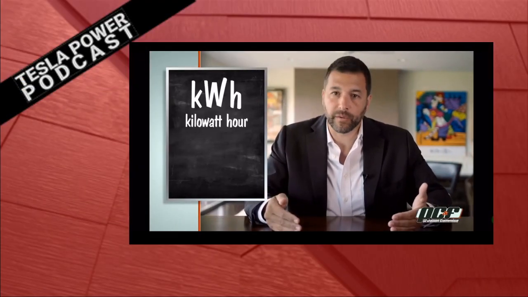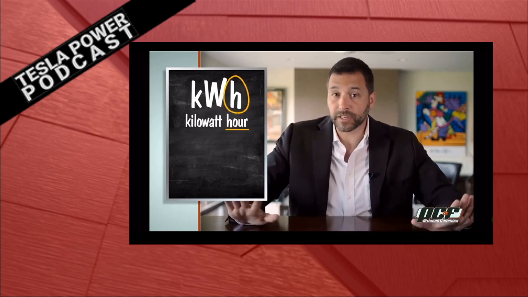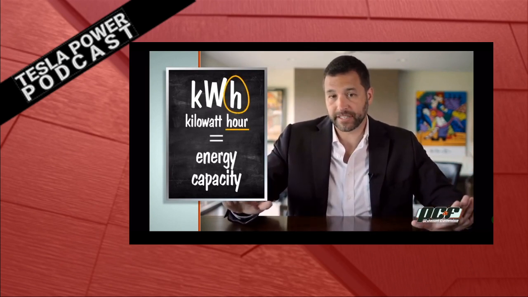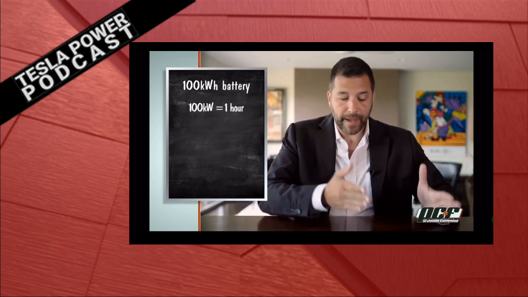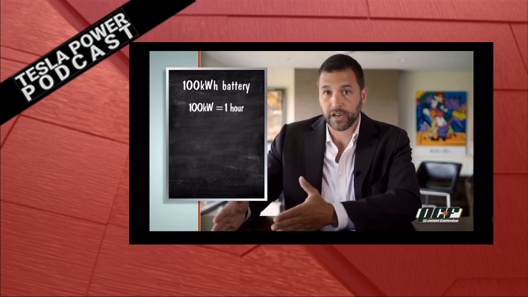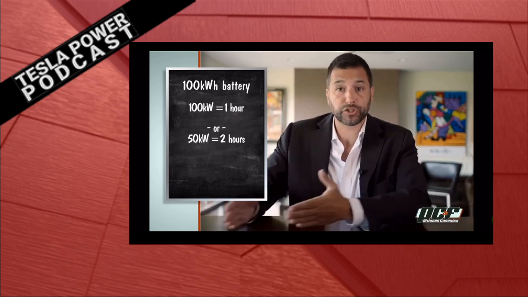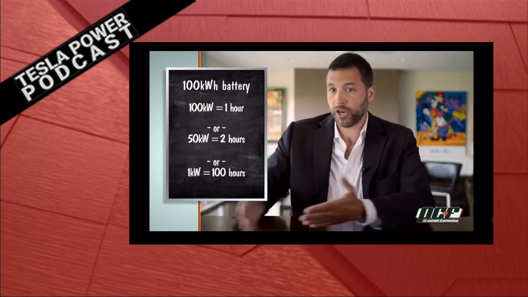Let's do it. So instead we use a unit called kilowatt hours. It sounds like kilowatts, the power, but it's not. Kilowatt hours is a measure of energy capacity. And it's very simple. A battery rated at 100 kilowatt hours can deliver 100 kilowatts for 1 hour. Or it could deliver 50 kilowatts for 2 hours, or 1 kilowatt for 100 hours.